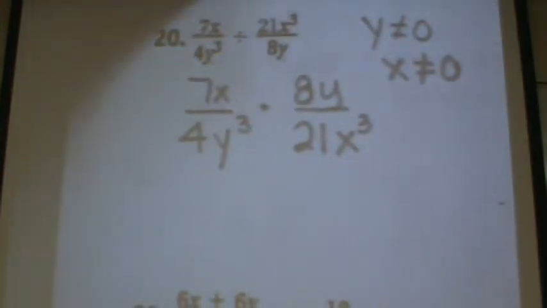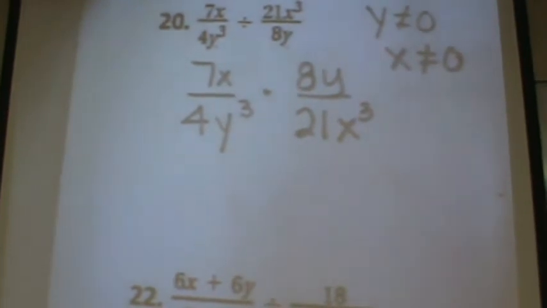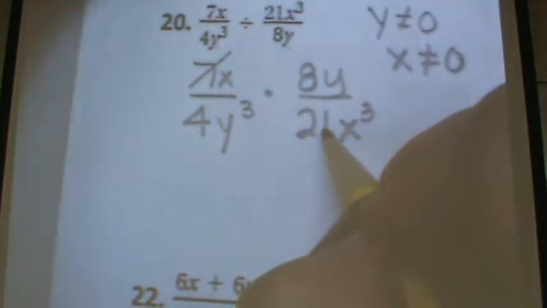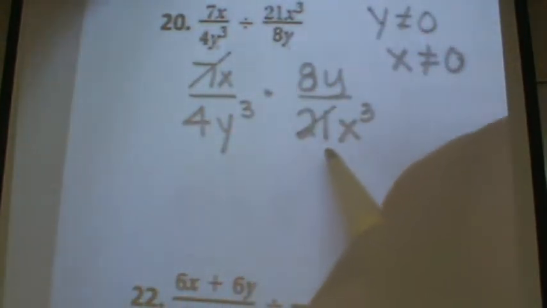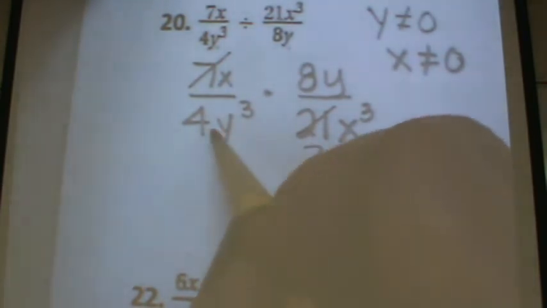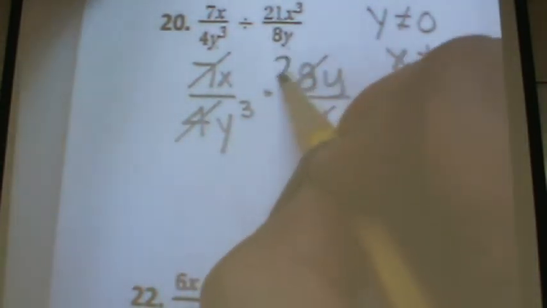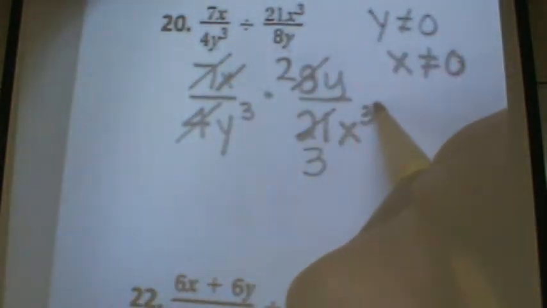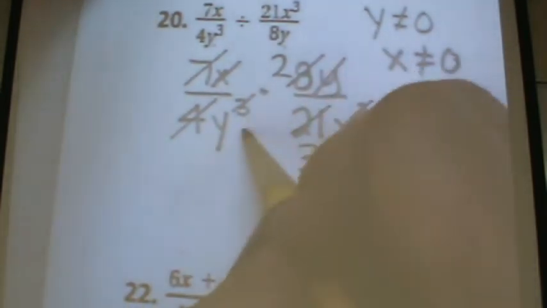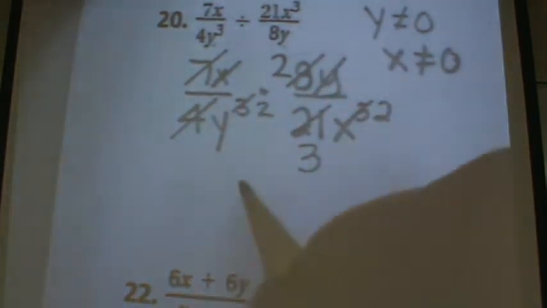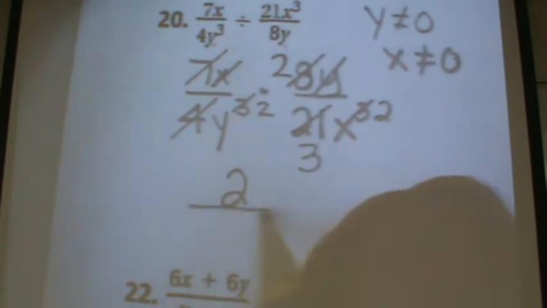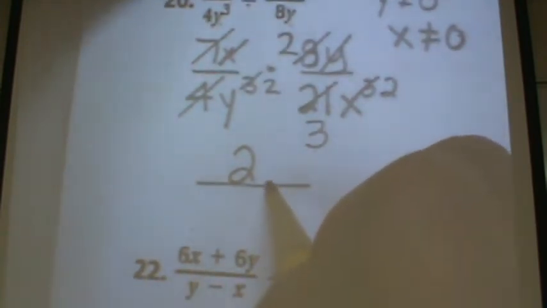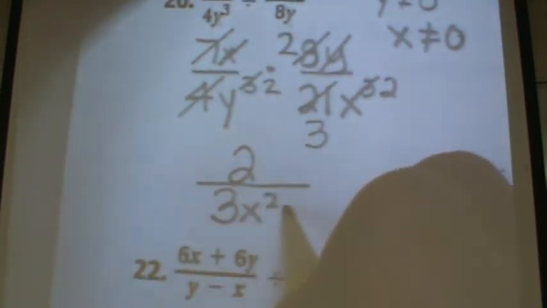What cancels? 7 goes into 21 how many times? What else? 4 goes into 8 2 times. We're gonna cancel an X here with an X here, make that X squared. A Y here with a Y here, make this Y squared. What's your final answer? 2 over 3x squared y squared.